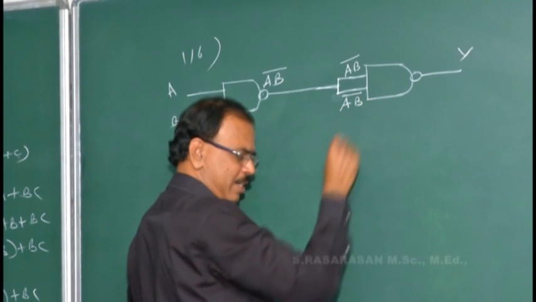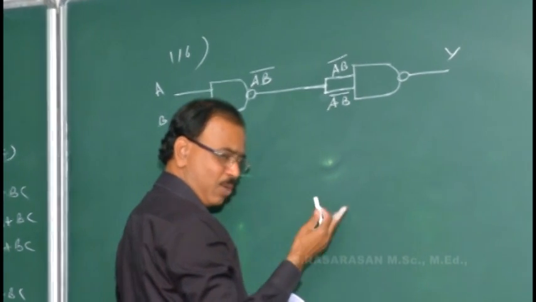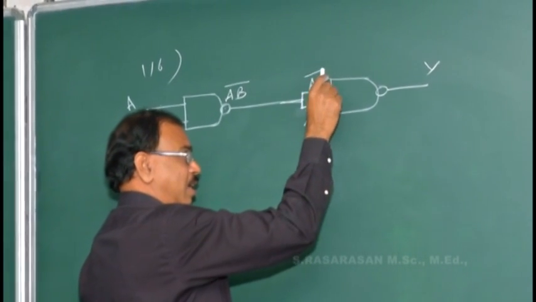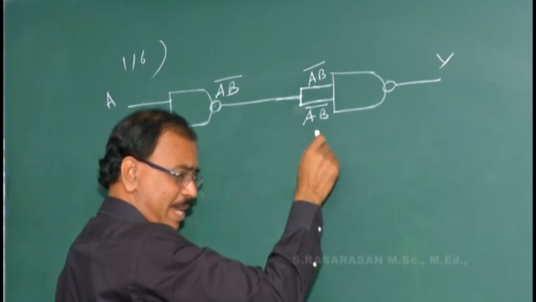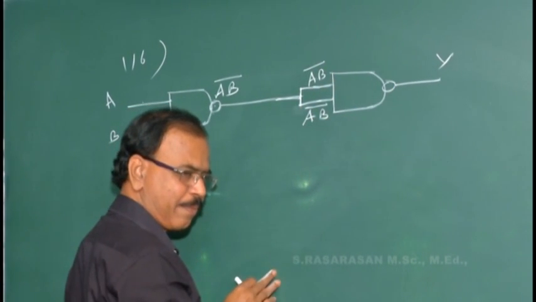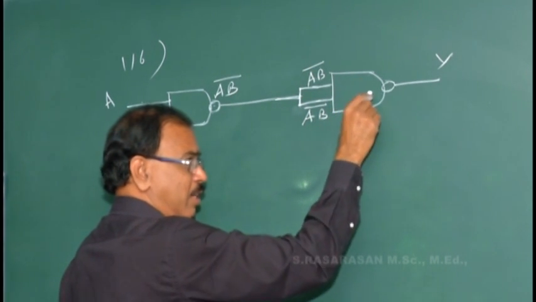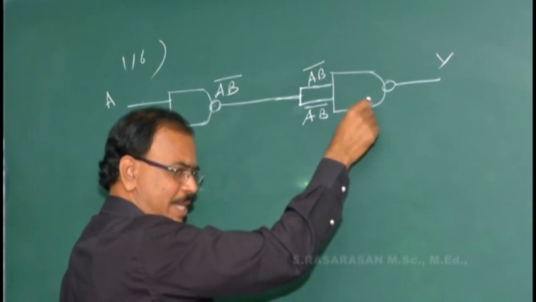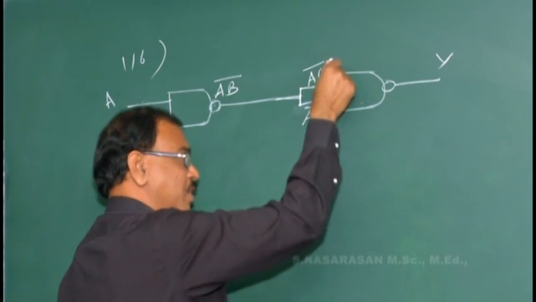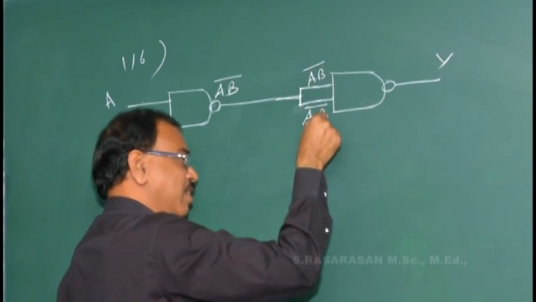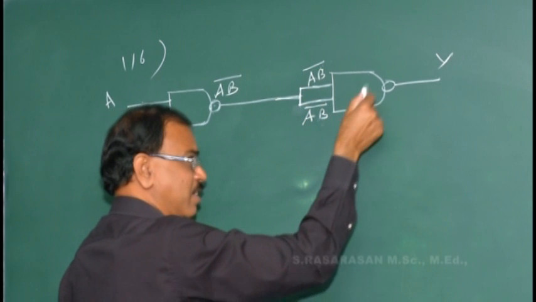This is an AND gate. So we can say, A and A is A, B and B is B, C and C is C, this and this is this, that and that is that.